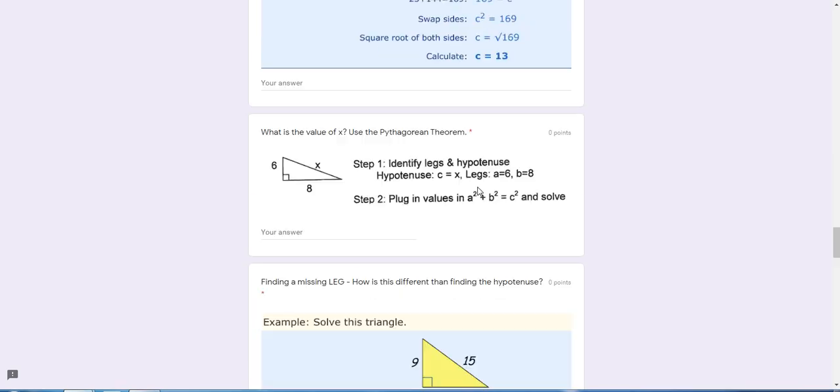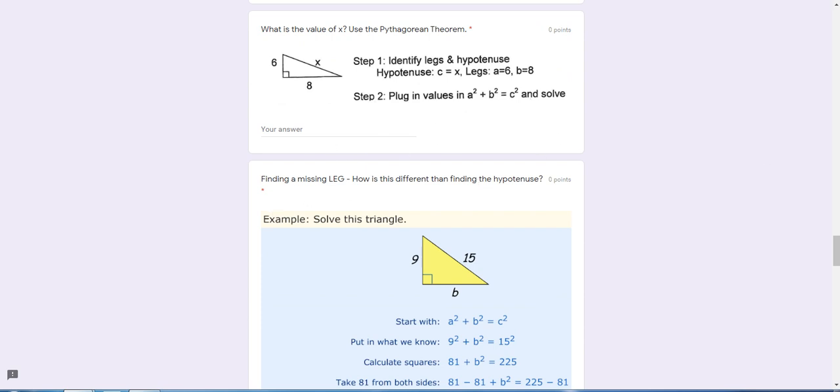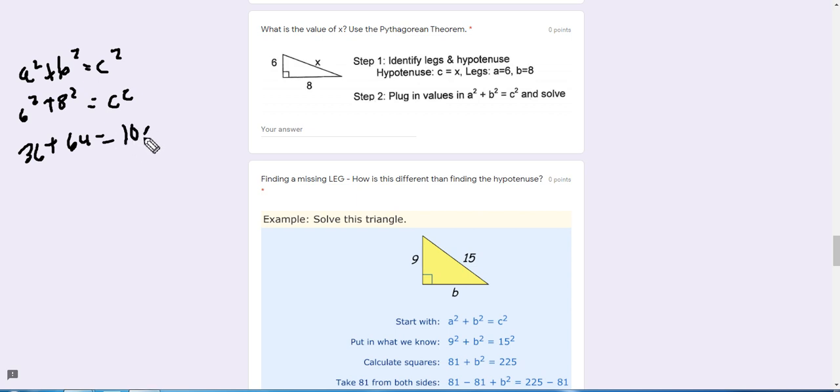Alright, moving right along, it wants us to solve some of these problems, so let's go ahead and solve. We have our two legs, we do not have our hypotenuse, so we have a squared plus b squared equals c squared. Our legs are 6 and 8. It doesn't matter which one you use first. Let's just use 6 because it's the first one I see. Plus 8 squared equals c squared. 6 times 6 is 36, and squaring 8 is 8 times 8, which is 64. That is going to equal 100.